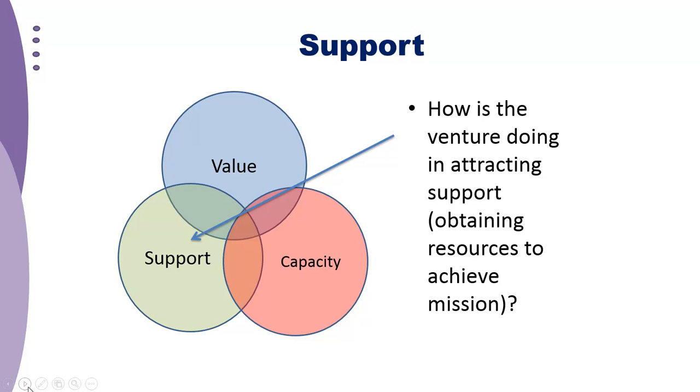Also important is the amount of support that we have. So how is a social venture doing in attracting that support or in obtaining the resources necessary to achieve the mission? When we talked about our business model canvas, we did look to see about the kind of resources we had and the resources we needed. For a nonprofit, this could be donations. For a social venture that's for-profit, this could have to do with finding customers or finding other businesses to buy products and offer them for sale.